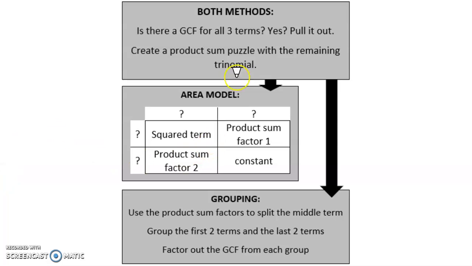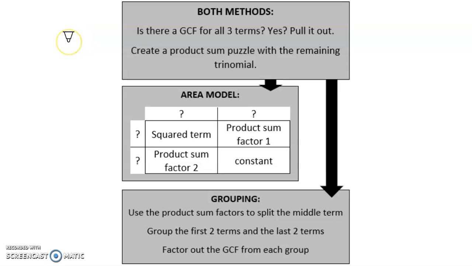Okay. With either method that we talk about, you first always want to look, is there a greatest common factor that I can pull out? So we're looking at a trinomial, which is three terms, so we're going to look at all three. Is there a greatest common factor other than one that I can pull out from all of them? If so, we're going to do that up front.